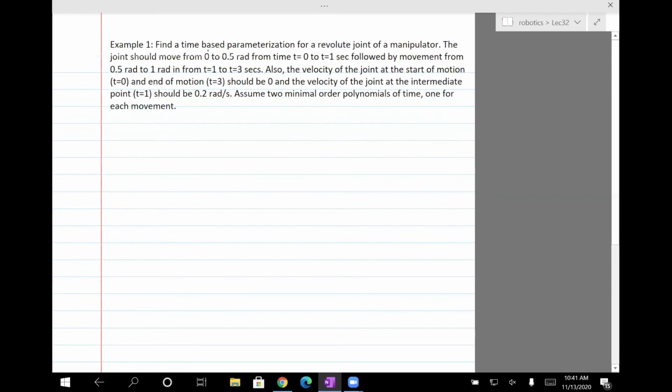Okay, find a time-based parameterization for a revolute joint of a manipulator. So we're only looking at a single joint. In principle, if there are 6 joints, you need to do this for all 6 joints. The joint should move from 0 to 0.5 radians from 0 to 1 second. So in 1 second, it moves 0.5.